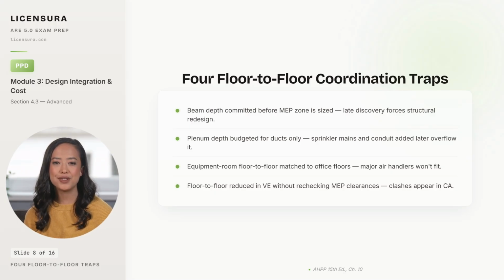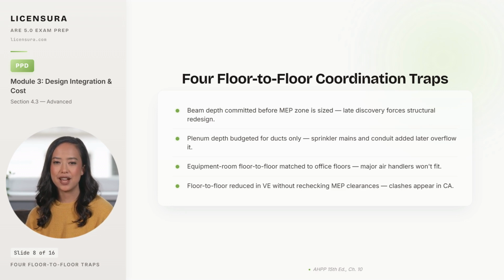First, beam depth gets committed before the MEP zone is sized, and when MEP routing requires more plenum depth than the structural depth left available, the structural engineer either has to redesign beams or the architect has to absorb the floor-to-floor change. Both are expensive in late DD.